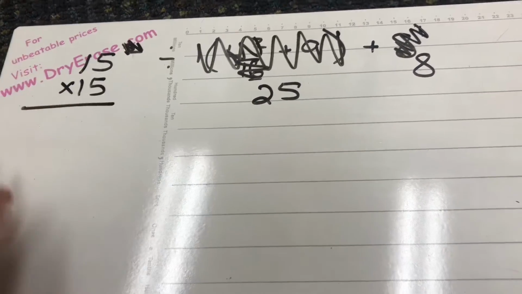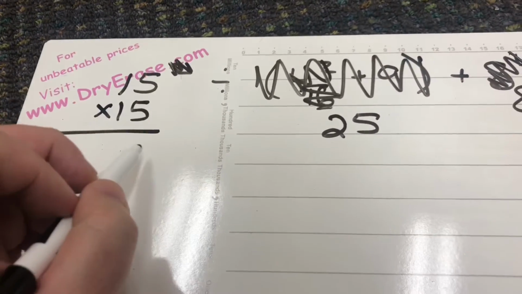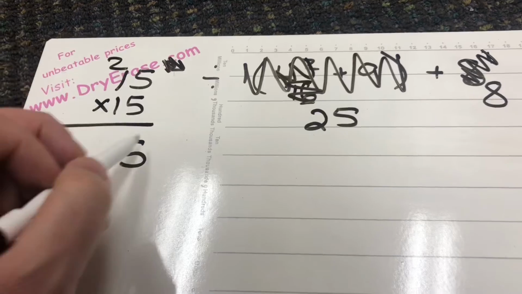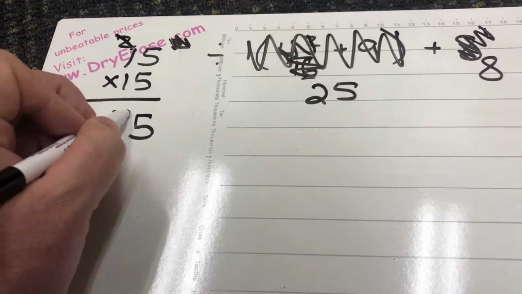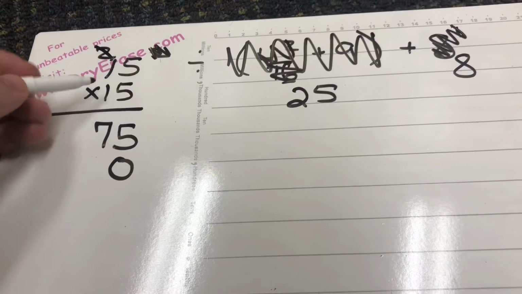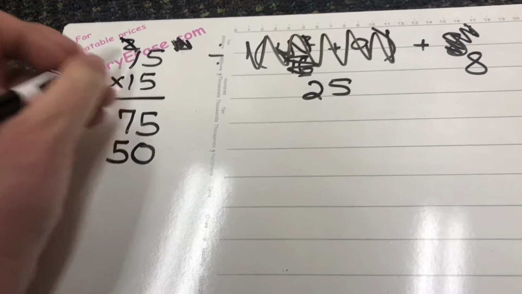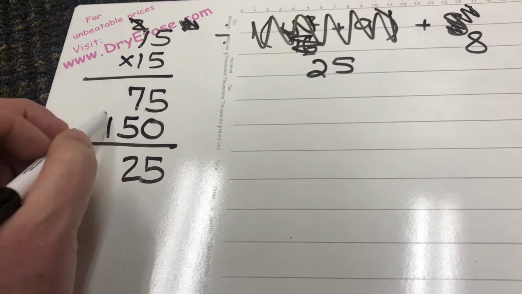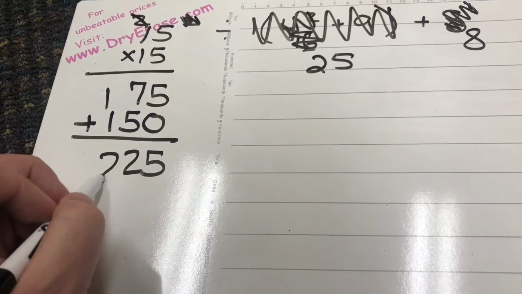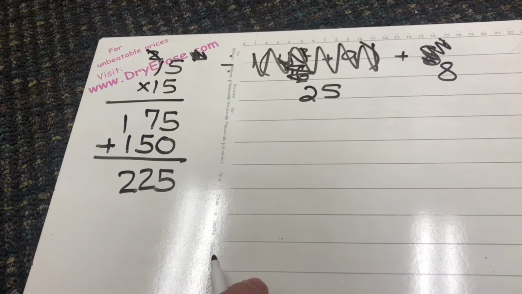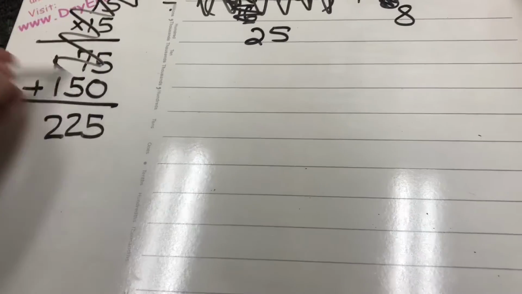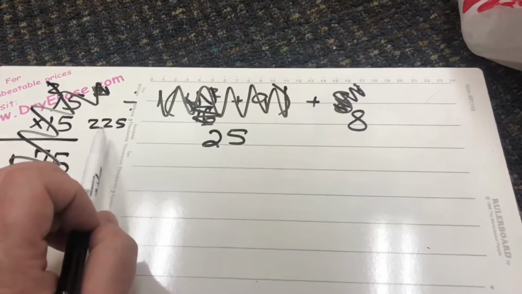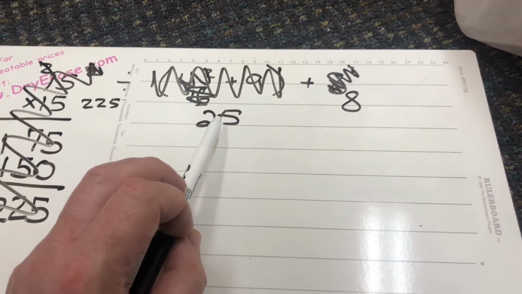I'm going to do a little scratch work. 15 times 15. 5 times 5 is 25. Put the 5 down, carry the 2. 5 times 1 is 5, plus 2 is 7. Put a 0 down so it all lines up with my 1. 1 times 5 is 5. 1 times 1 is 1. I go ahead and add these together. 5 plus 0 is 5. 7 plus 5 is 12. Put the 2 down, carry the 1. 1 plus 1 is 2. I get 225. So 15 to the power of 2, I'm just going to cross this all off, gives me 225. So now I'm left with 225 divided by 25 plus 8.